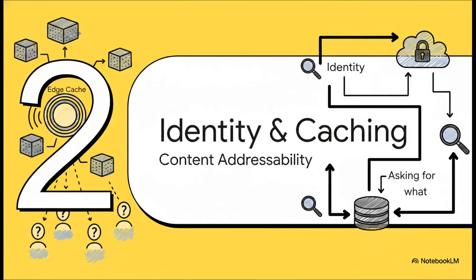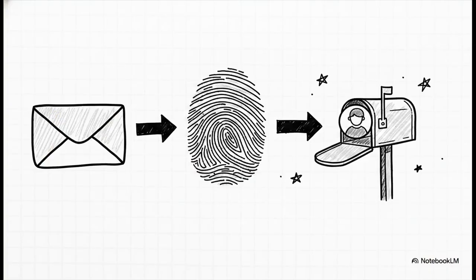Moving right along to part 2, identity and edge caching. So, how do we actually know who is asking for what without totally bogging down the network? Well, for our first pillar, the key is that identity is purely derived. A user's public identifier isn't some sequential database ID or a bulky UUID. It's an SHA-256 hash of their email address.